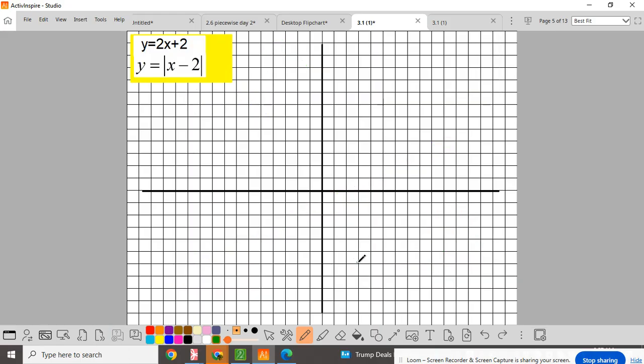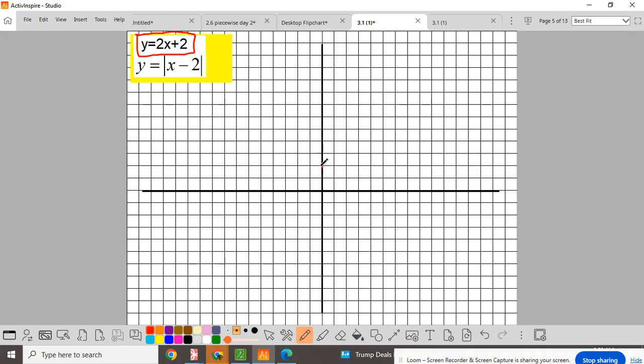Okay, this one here is slightly different. It's a linear and an absolute value. Sorry, guys, I'm still sick. I'm just doing this one here to make sure you have a lesson today.